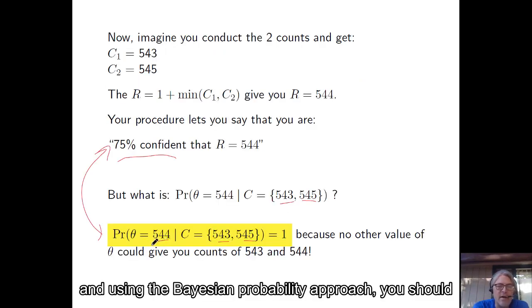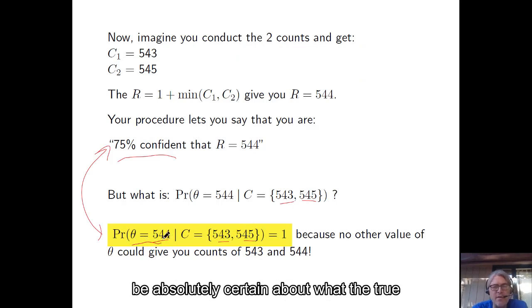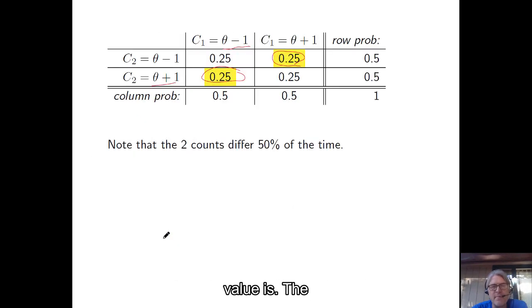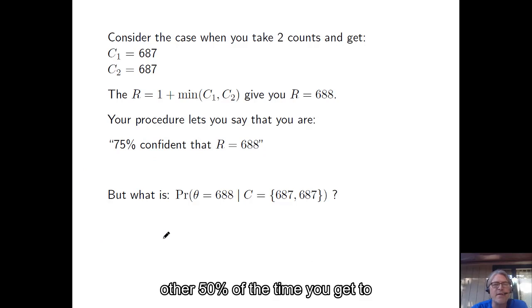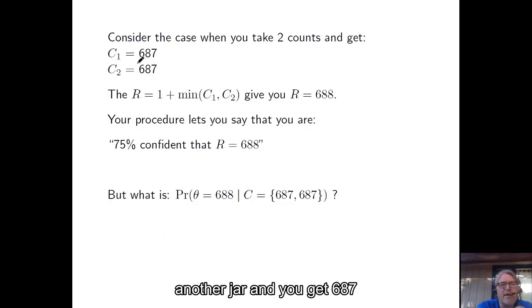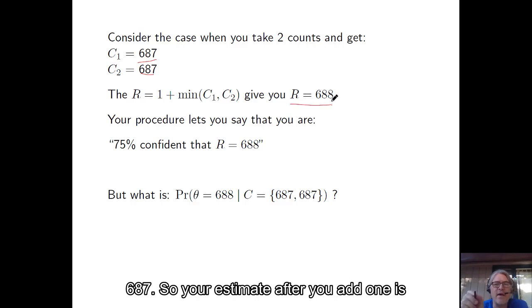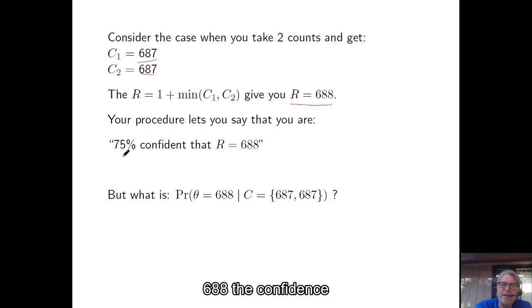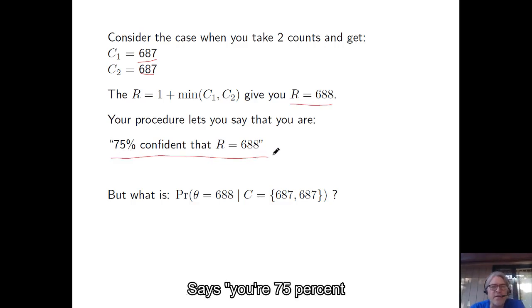And using a probability approach, you should be absolutely certain about what the true value is. The other 50% of the time, you get 2 counts that are the same. So let's say you do another jar, and you get 687 on both of the counts. The minimum of those is still 687, so your estimate, after you add 1, is 688. The confidence procedure still says you're 75% confident that the true count is 688.